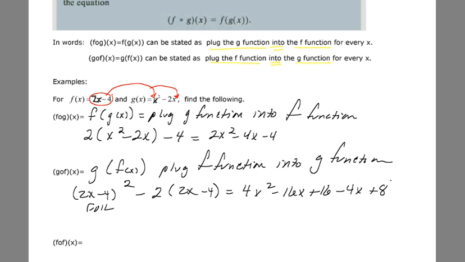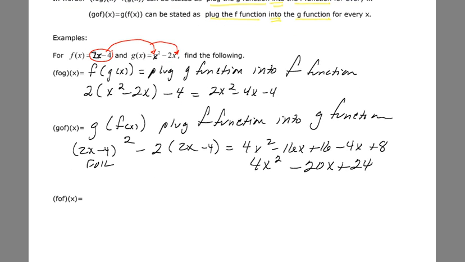And we could clean that up. Let me check my arithmetic here. 4x squared minus 16x plus 16. Yep, and then distributing that out. 2 times 2 is 4, 2 times 4 is 8, positive, negative. Okay, so the result would be 4x squared minus 20x plus 24.